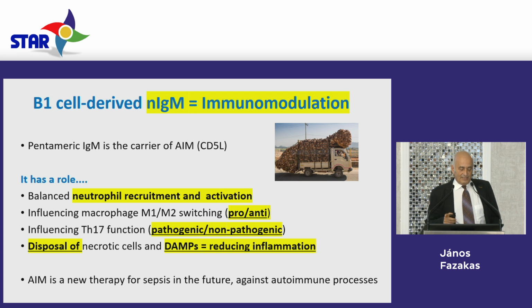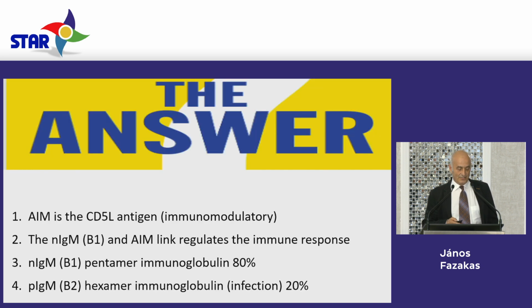So neutrophil recruitment and activation, influencing the macrophage response from M1 to M2, the Th17 response from pathogenic to non-pathogenic, and reducing the DAMP-induced inflammation. So the answer is that the AIM is the CD5L antigen. It's an immunomodulator. And the natural IgM regulates the immune response, and the pathological one plays a major role in the infection. However, what happens in your patient?